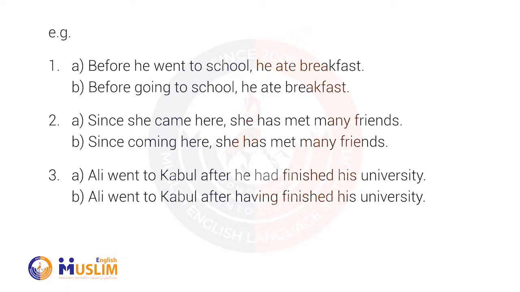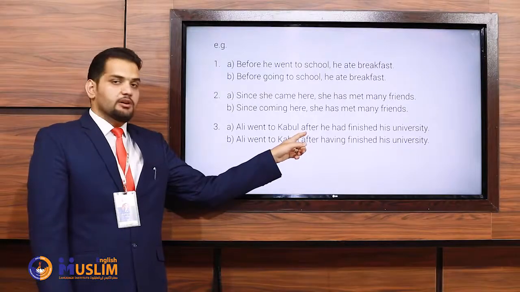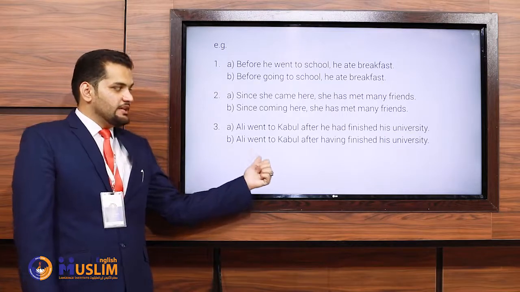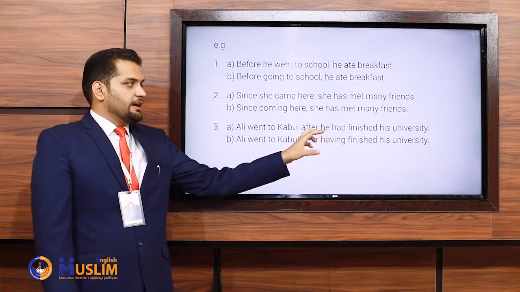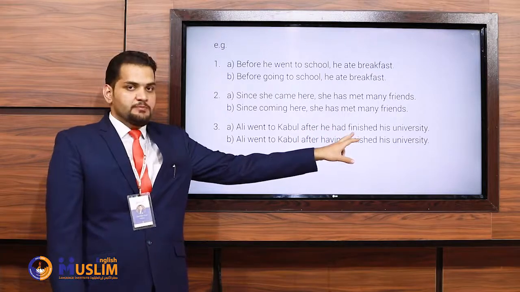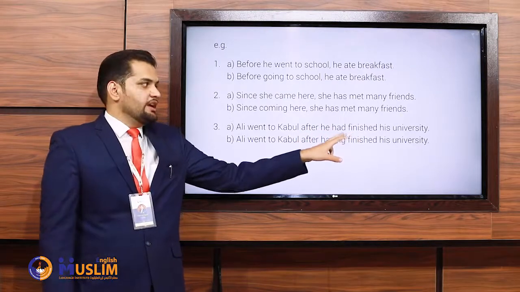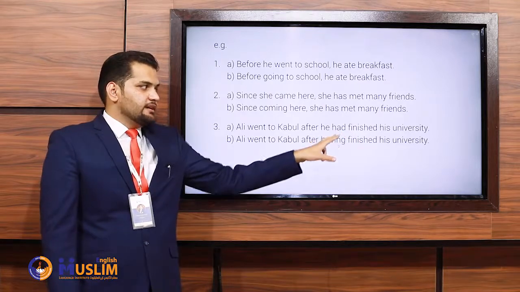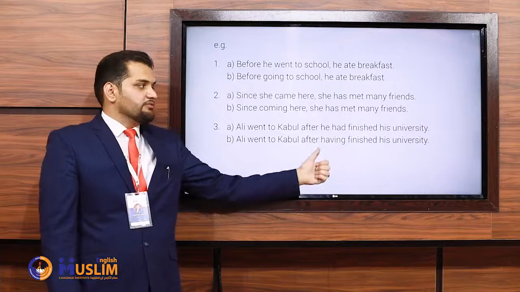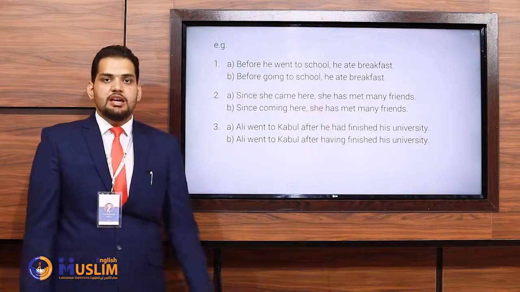Number 3. Ali went to Kabul after he had finished his university. In this case, the adverb clause is used after the main clause. Ali went to Kabul after. Now here, if you see, we have a perfect tense. Had plus verb 3. So as I told you earlier, you have to change the had to having, and the verb form should be the same. After having finished his university.